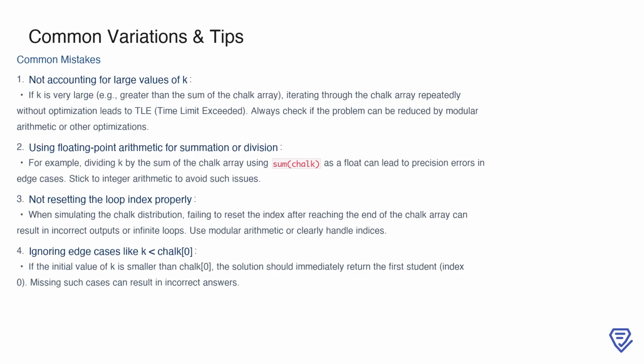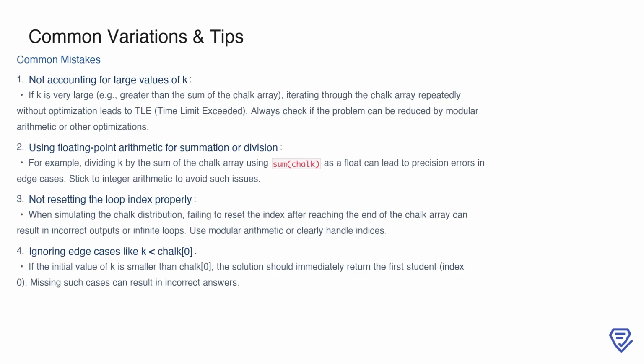Another common pitfall is relying on floating point arithmetic for calculations like summation or division. This can introduce precision errors in edge cases, so it's better to stick to integer arithmetic throughout the solution. Additionally, failing to reset the loop index correctly when distributing chalk can lead to errors or infinite loops. Modular arithmetic is again helpful here to handle indices cleanly.